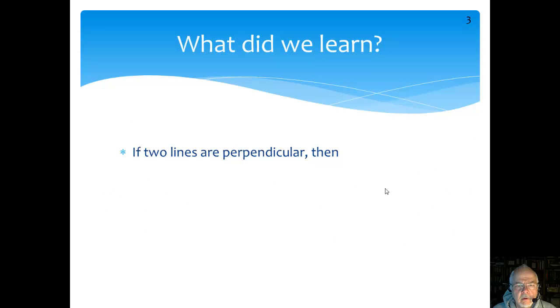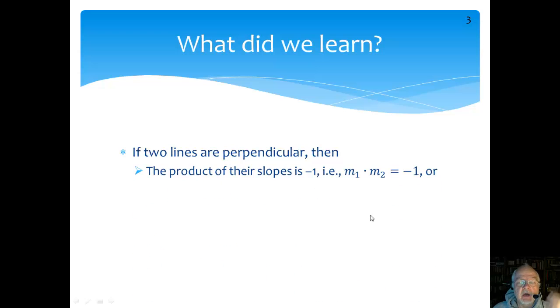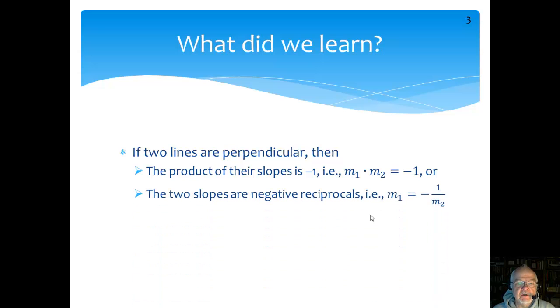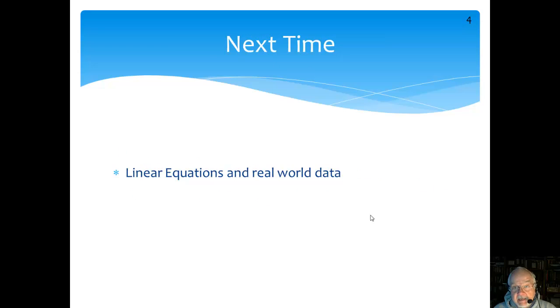So what did we learn? Well, we learned that if two lines are perpendicular, then the product of their slopes is negative 1. If we multiply the two slopes together, we should get negative 1. Or, as the notation we used in the example, m1 times m2 has to equal minus 1. Another way of saying exactly the same thing is to say that if two lines are perpendicular, then the slopes of each line are negative reciprocals. In other words, if I take one reciprocal and I flip it over and multiply it times minus 1, it's going to equal the other reciprocal. And that's it. It's pretty straightforward.